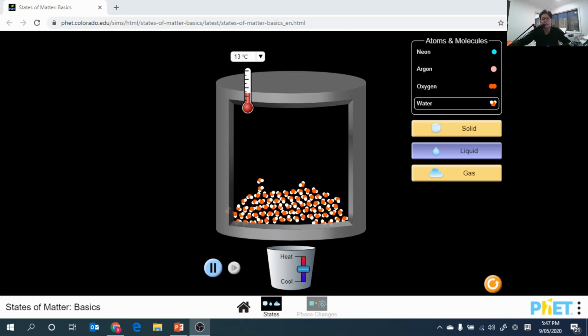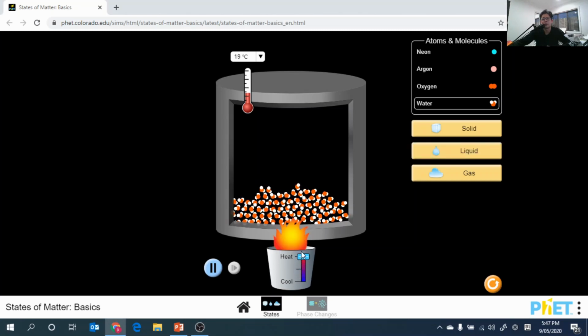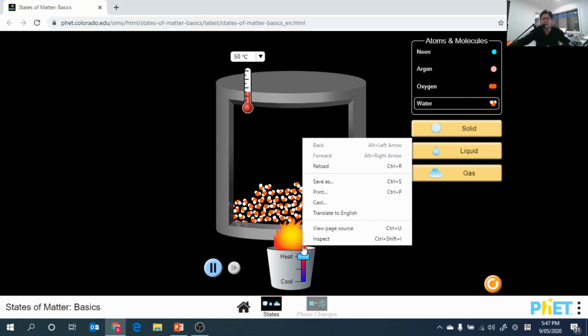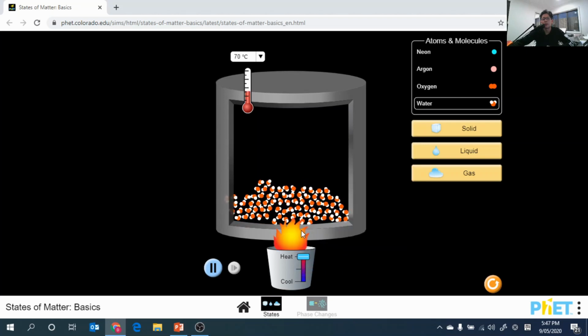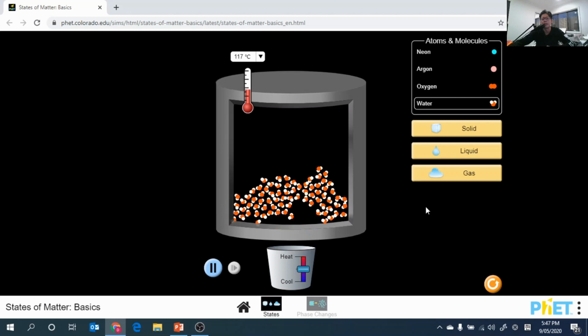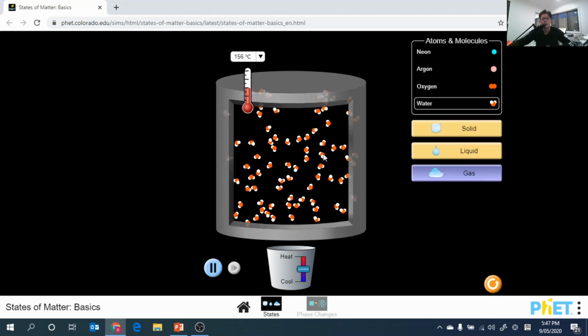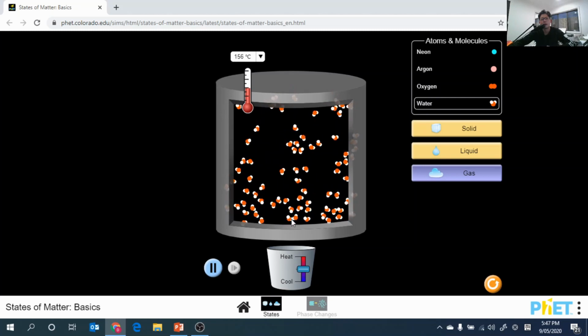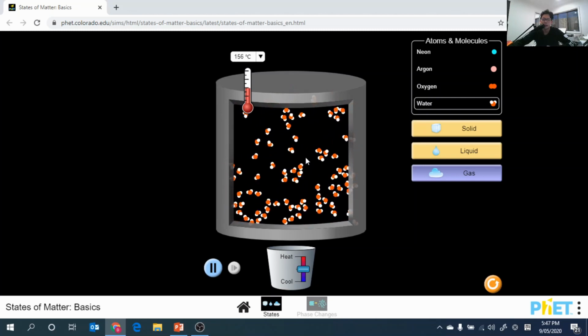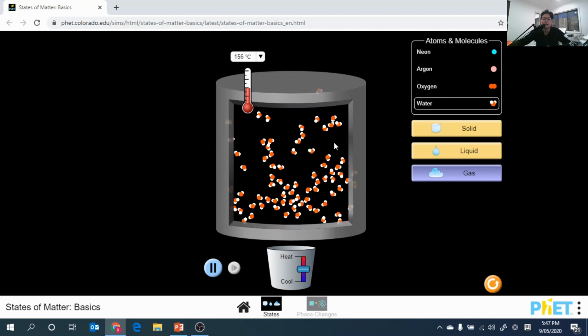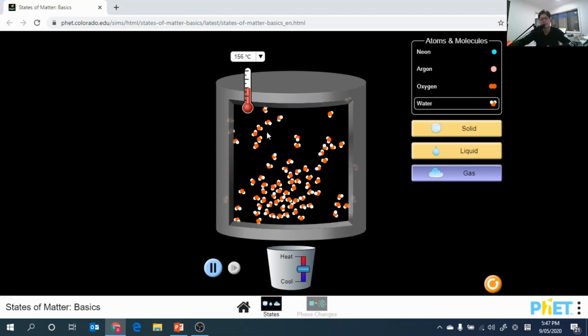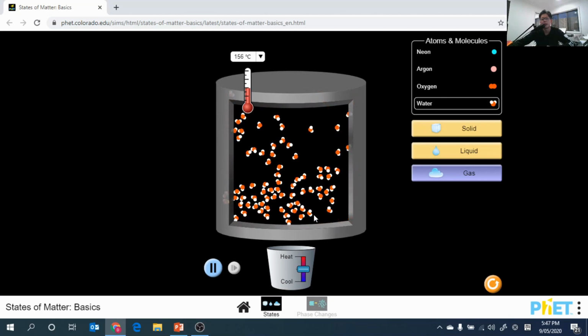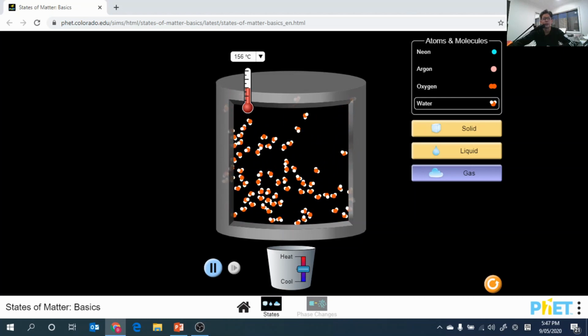Alright, now let's heat this up even more. Let's heat that, and notice how it's starting to move more and more as it gets hotter. So now that's in the gas form. Let's click gas as well. So in the gas form, when it's at around 156 degrees, that will start to happen over 100 because that's when water boils. That is how water will act as a gas. It's very free flowing. They bounce off each other and bounce off the walls of the container.